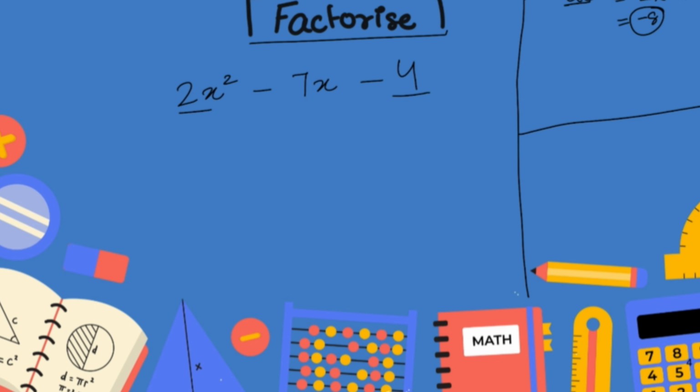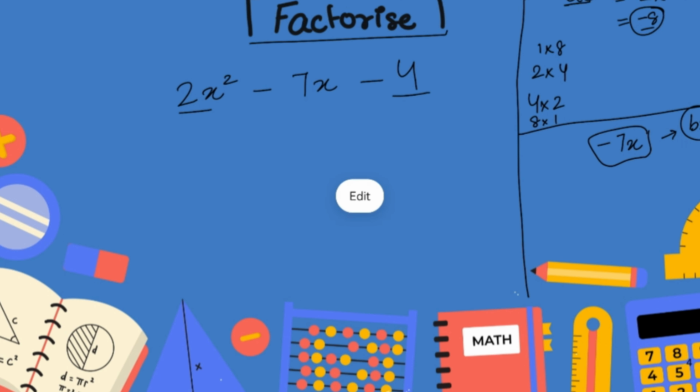So now what you have to do is find the factors of -8, or you can say you have to write all the products of -8. Okay, so 1 times 8, 2 times 4, 4 times 2, and 8 times 1. Now on adding or subtracting these integers, you need to get bx, which is -7x.